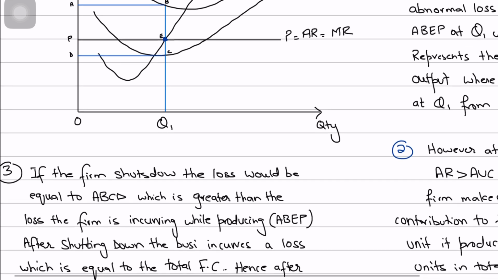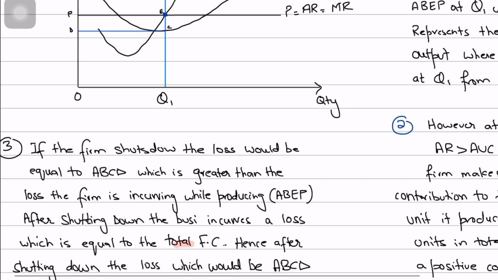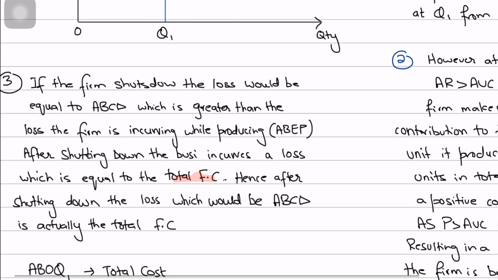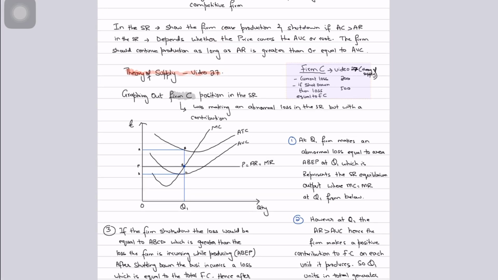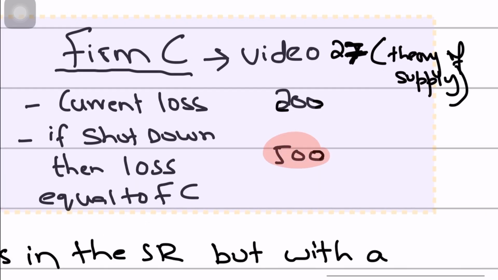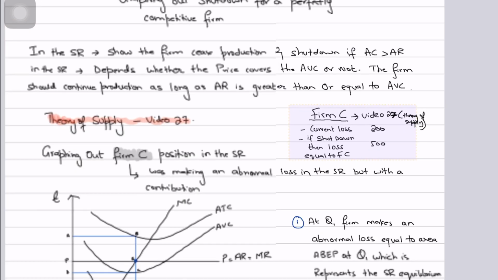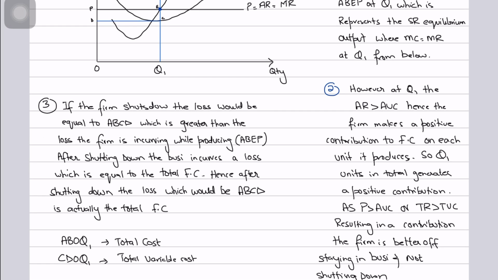So after shutting down, the business incurs a loss which is actually equal to the total fixed cost that I just told you guys. Hence, after shutting down, the loss which would be ABCD is actually the total fixed cost as well. So ABCD का जो loss after shutting down है वही fixed cost भी है. क्यों? जैसे कि हमने देखा था कि loss after shutdown 500 है और यही fixed cost भी थी. Clear? तो ग्राफ पे भी हमने देख लिया. There is another way to prove it as well.